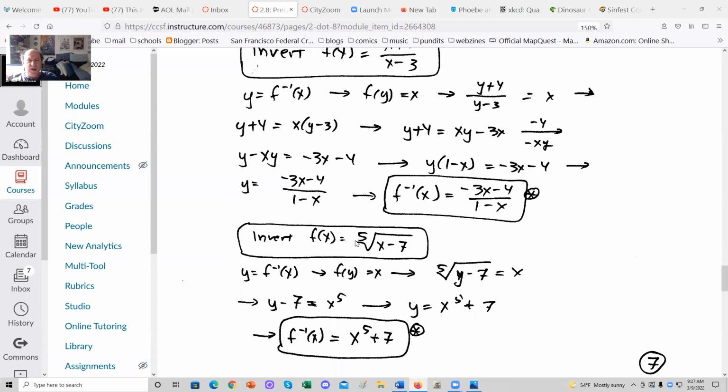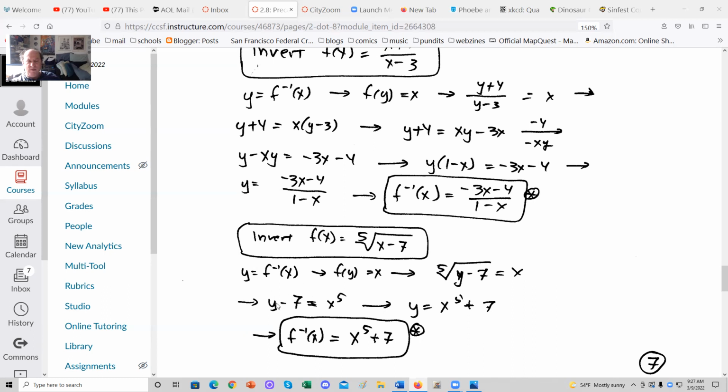Here's another function: the fifth root of x minus 7, inverted. We'll start the usual way. y equals f inverse of x. Therefore, f of y equals x. Therefore, substituting, we get the fifth root of (y minus 7) equals x. To solve for y, let's first get rid of the fifth root by taking the fifth power of both sides, to get y minus 7 equals x to the fifth.